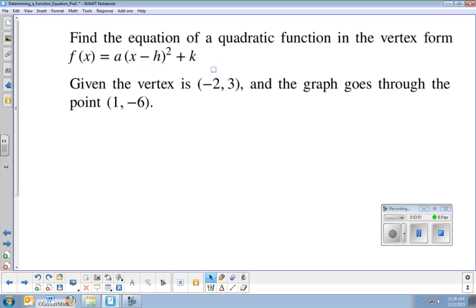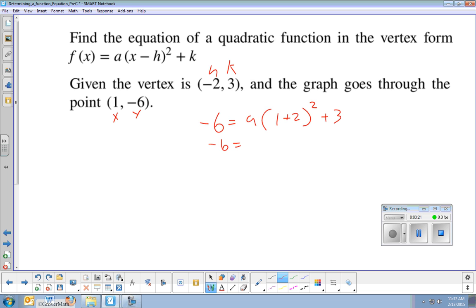Vertex is -2, 3, so that's h, k. 1, -6 is your x, y. So y equals is -6 equals a, we don't know. X is 1, h is -2, so that's +2 because h has the opposite sign, and k is 3. -6 equals a. 1 plus 2 is 3 squared plus 3. -6 is, now 3 squared here is 9 times a. I'm going to write as 9a because we like the numbers to be in front of the variables, plus 3.